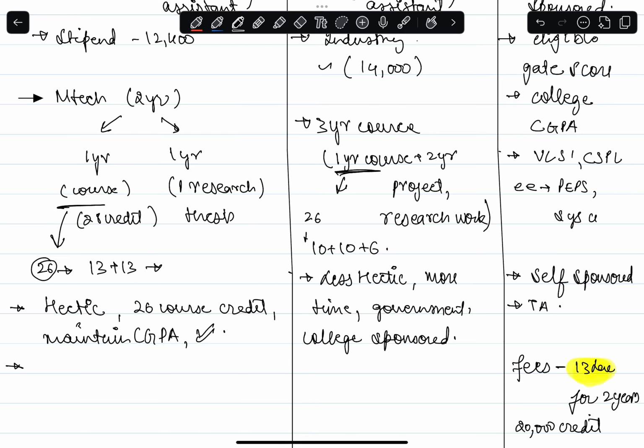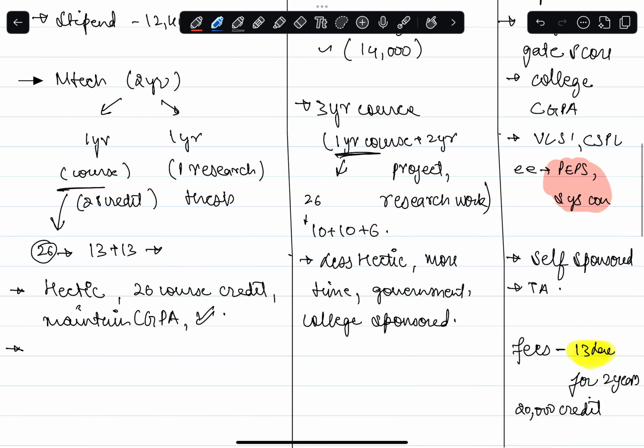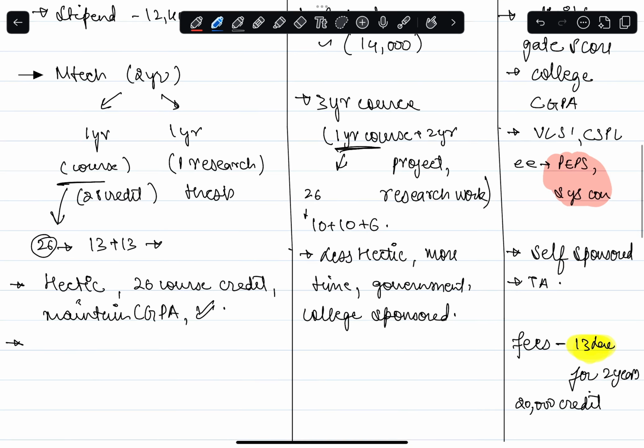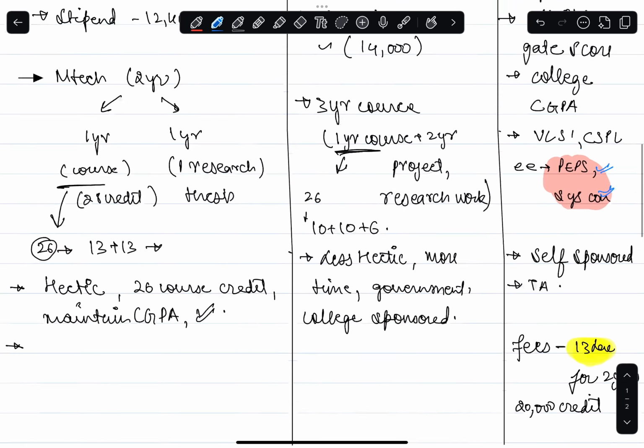I'm not talking more about these two branches because I'm not aware of them right now. So if you can check the placement stats, if you're getting into these branches and you're sure that the placement stats are good for this branch, go for it. There's no problem in getting the self-sponsorship because it is the same as that of the MTech 2 year.